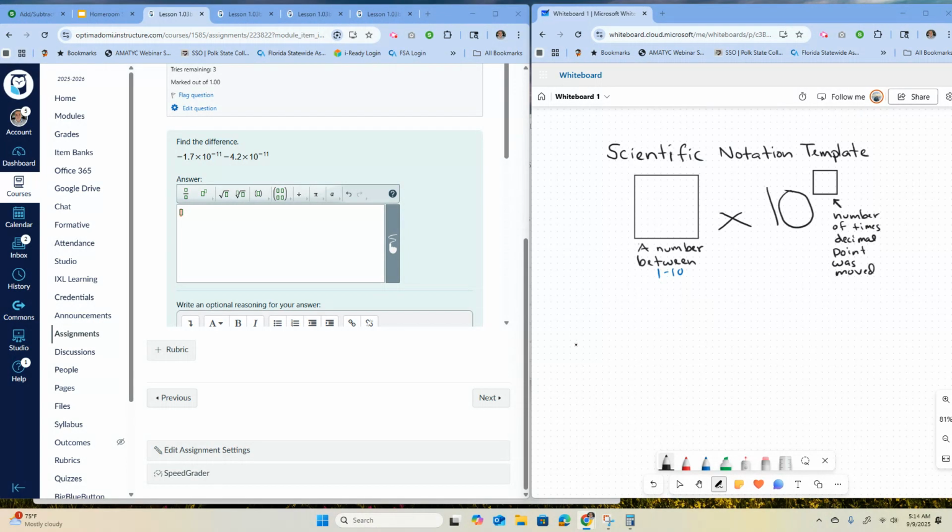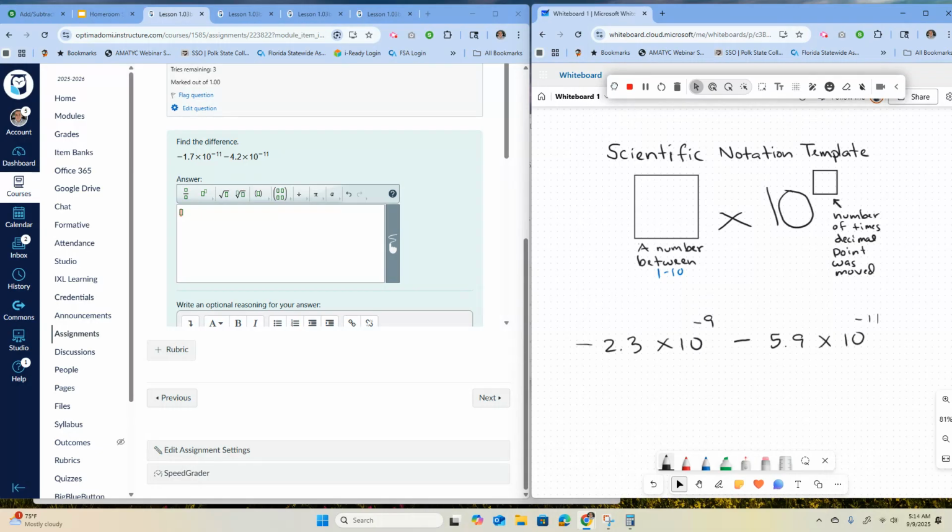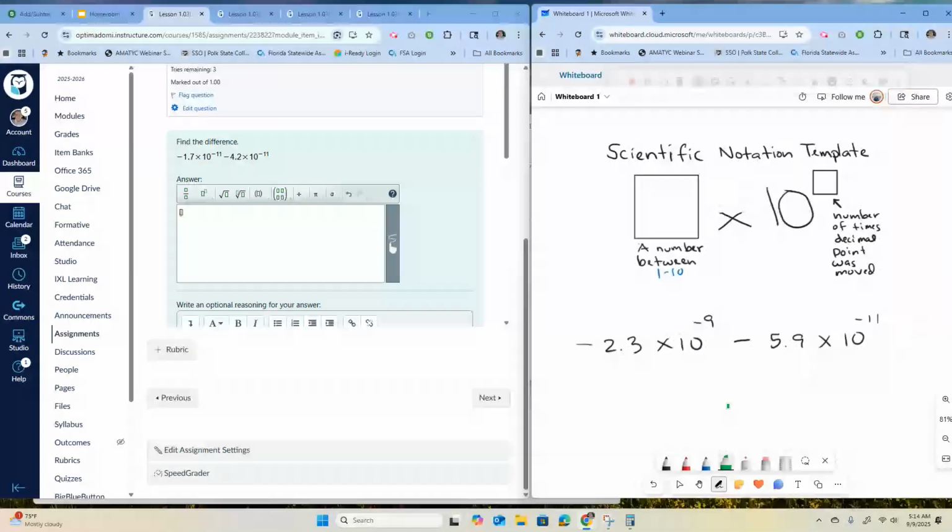So let's say you have negative 2.3 times 10 to the negative 9 power, and they ask you to subtract positive 5.9 times 10 to the negative 11 power. Keep in mind that when you're adding and subtracting numbers in scientific notation, you need to check that the exponents of the tens are the same.